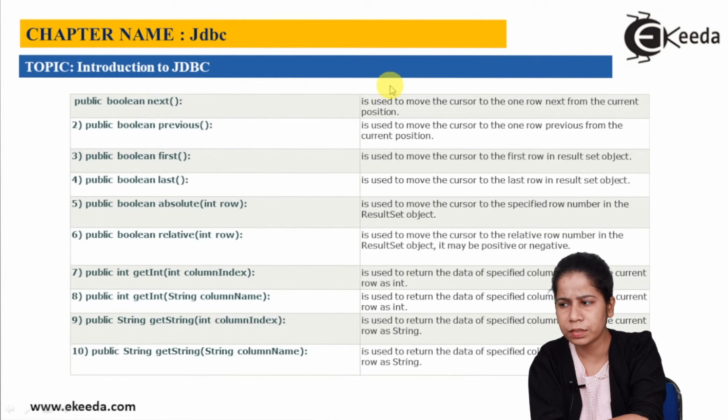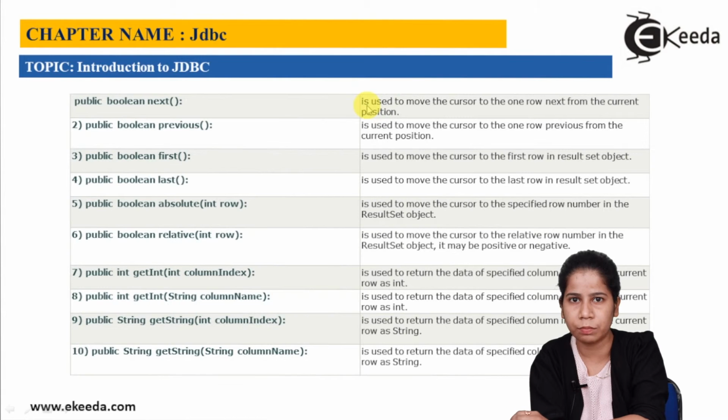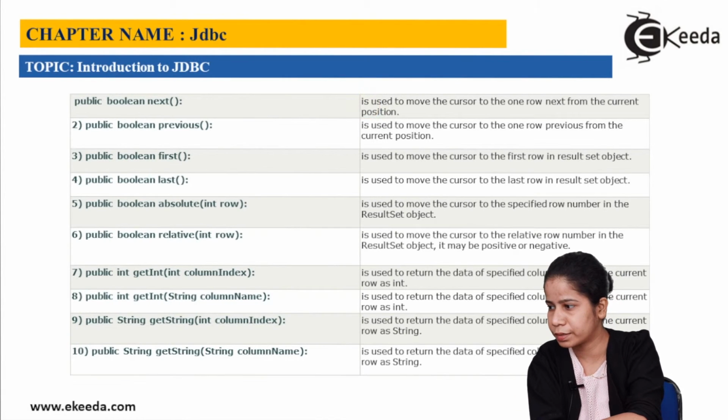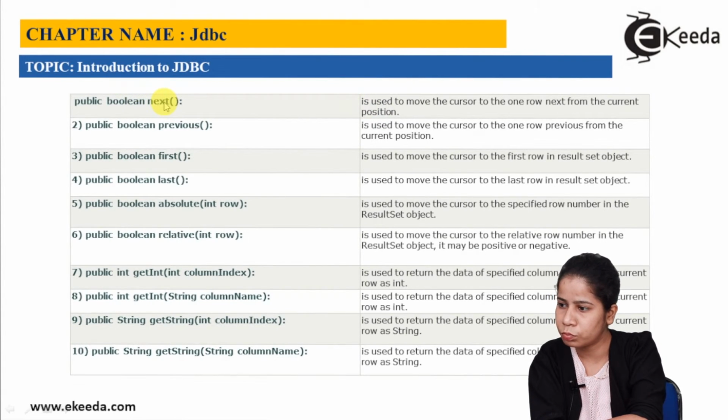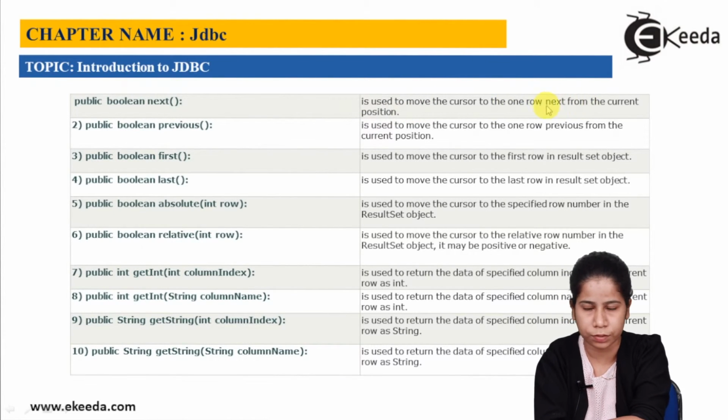So the first thing you have to do is move to the next row and then fetch the row. That's the motto of using the next method. So it is used to move the cursor one row next from the current position.